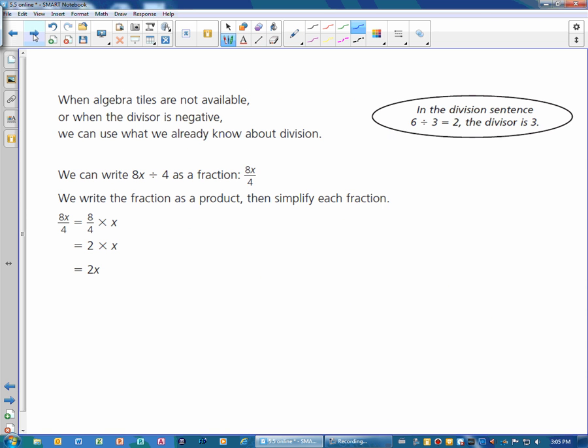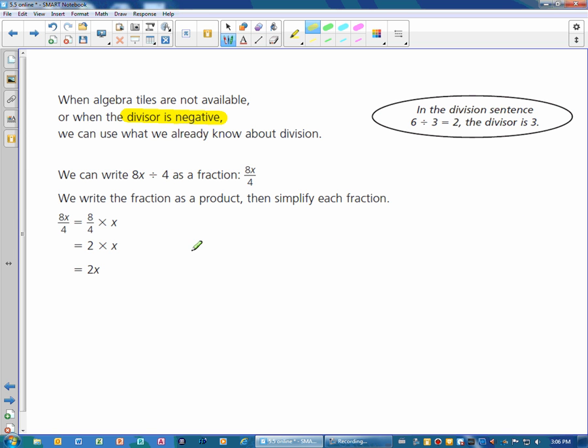Okay, enough of that. How about when algebra tiles are not available? Thank goodness. Or when the divisor is negative. We can't use algebra tiles when the divisor is negative because that doesn't really make sense. How do we put something into negative 2 equal groups? That doesn't really fit. So if we don't have algebra tiles, or when the divisor is negative, we need to be able to do it mathematically, okay?